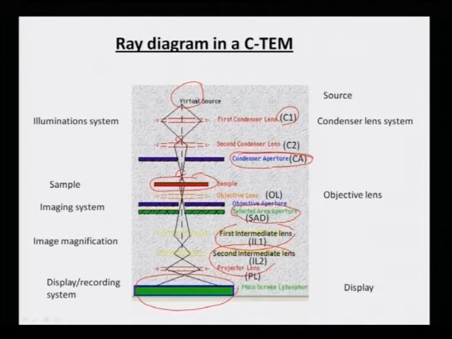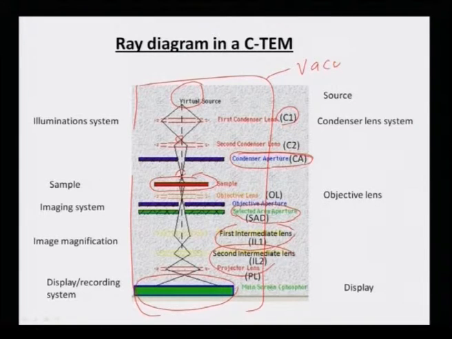The whole thing has to be under vacuum, because electrons cannot travel in air. That is why we need a very high vacuum system to have a very good microscope, and the samples obviously have to be thin enough so that electrons can pass through them and be diffracted.